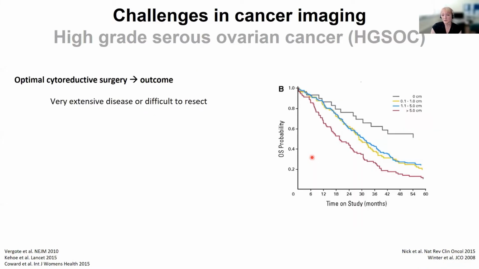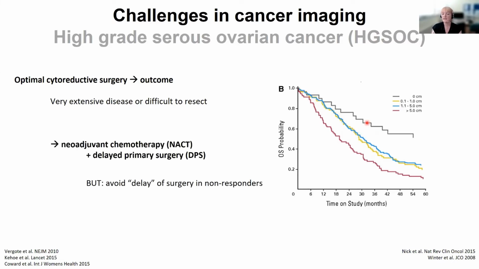What is extremely important for these patients is to completely remove the cancer during surgery. And on this plot, you can see that the survival curves for these patients are actually different depending on how much disease is left after they have undergone surgery. In cases where the disease is very extensive or where there is a lot of bulky disease in anatomic locations where it is difficult to resect the disease, these are the cases when neoadjuvant chemotherapy is often recommended.